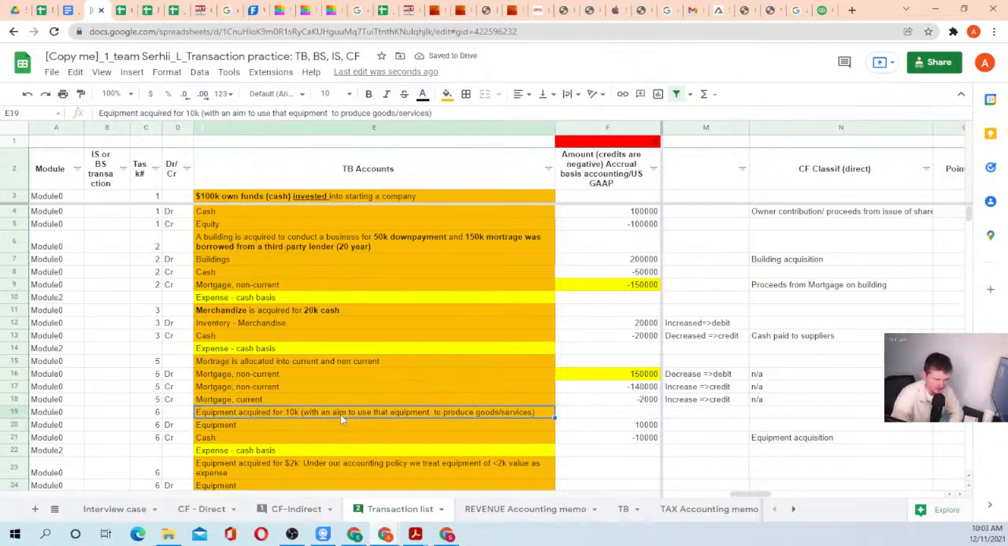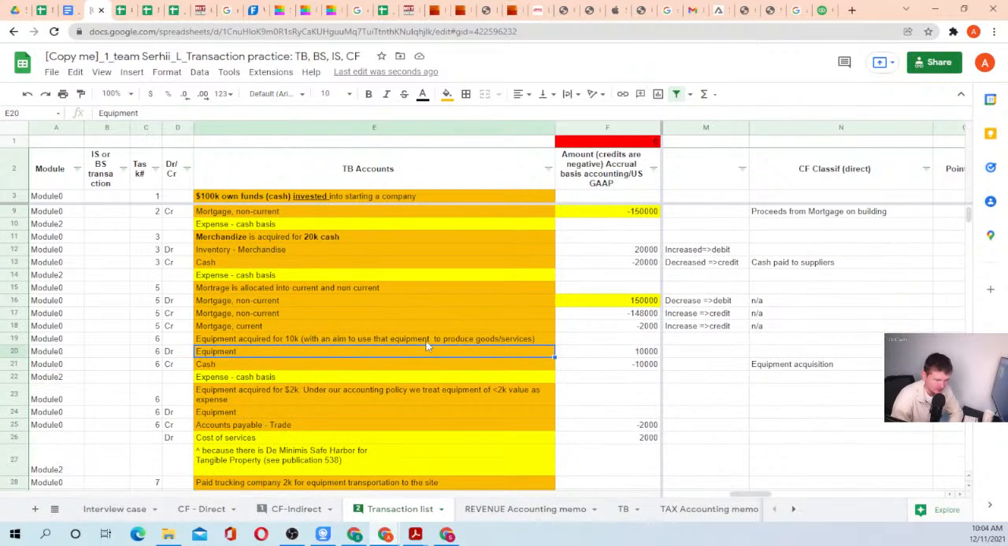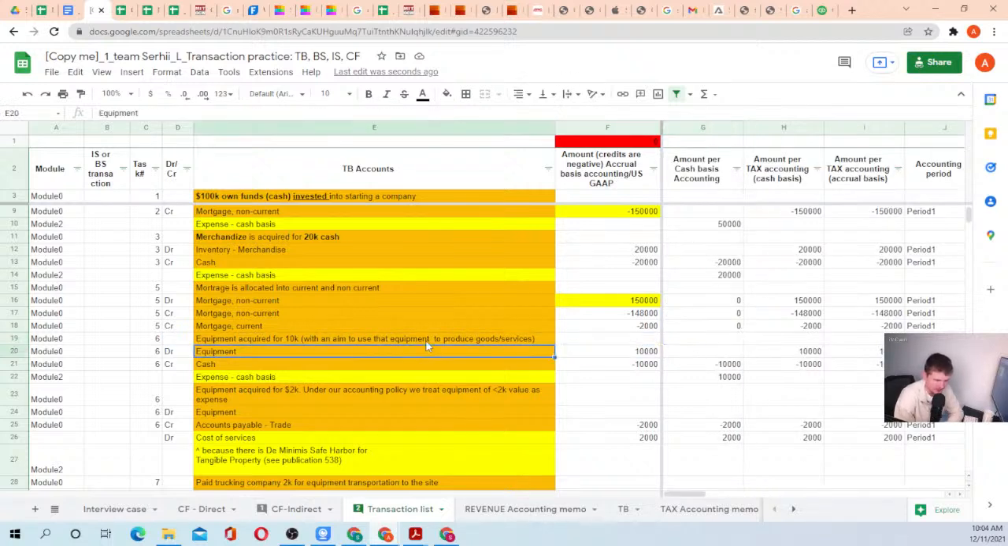So if we buy that equipment for resale, and if we are a reseller of equipment, we will put that equipment into our inventory account. But if we do that for production purposes, we capitalize it. We debit the equipment account on our balance sheet. We do not debit an expense account.